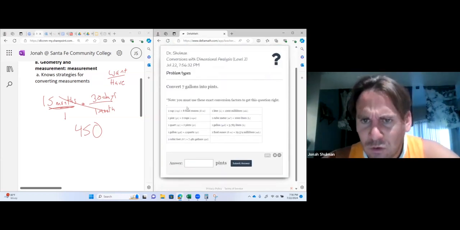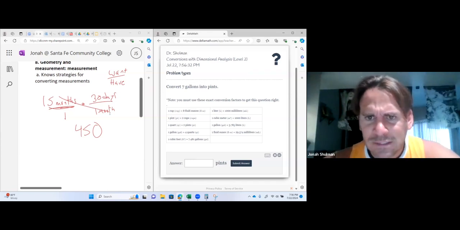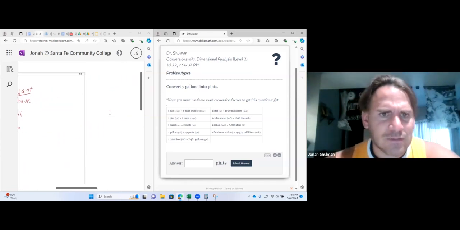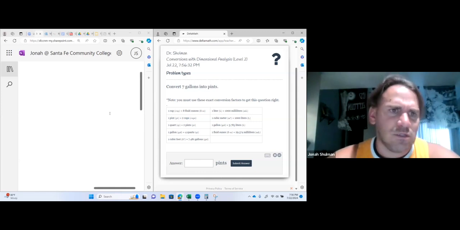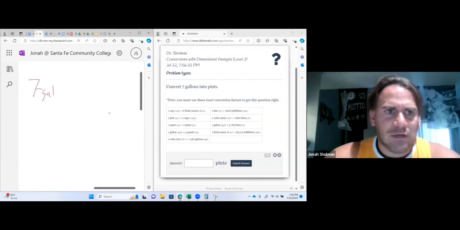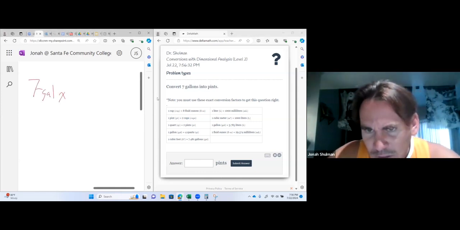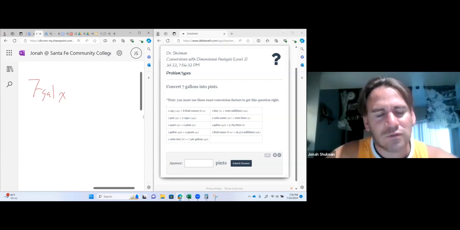All right. Note you must use these exact conversions to get this right. Okay, I will. 7 gallons to pints. Okay, so we're drinking. Sounds good. So I have 7 gallons, and we have to go to pints. So gallons, I can go to gallons to quart and quart to pints. I got to do this twice.